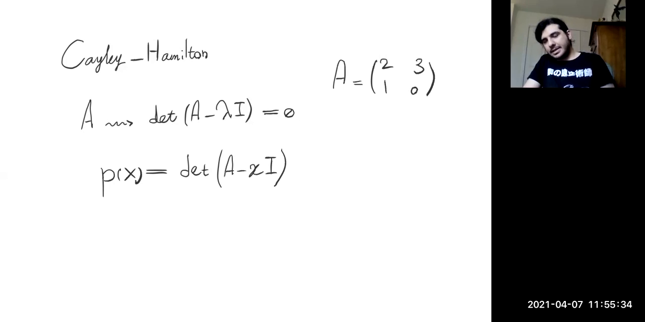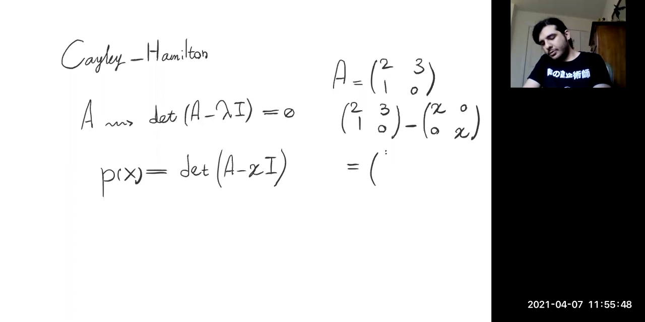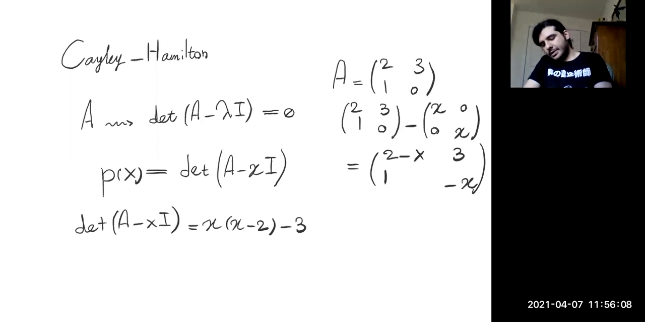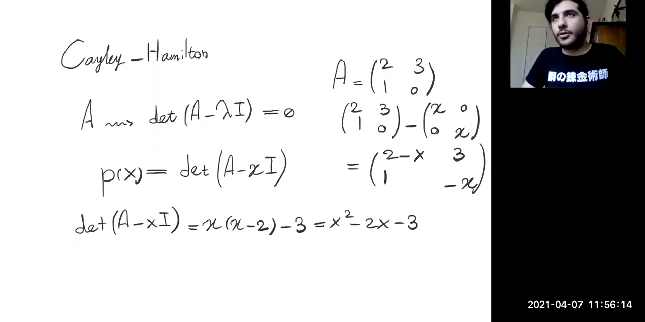If I look at A minus xI, it would be this matrix 2, 3, 1, 0 minus x times I, which is x, 0, 0, x, which is equal to 2 minus x, 3, 1, 0 minus 0, just negative x. I can look at the determinant of that. So if we look at the determinant of A minus xI in this example, we would have x times x minus 2 minus 3, which is x squared minus 2x minus 3. This is the characteristic polynomial of this matrix.